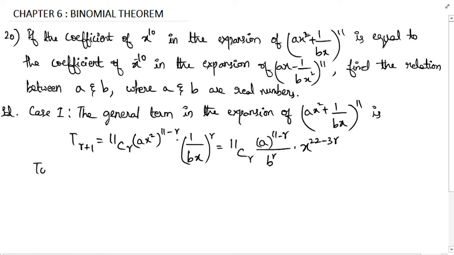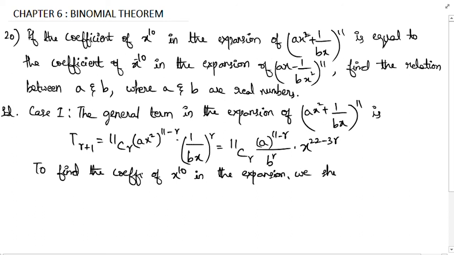Okay, so to find the coefficient of x^10 in the expansion, we should consider 22 − 3r is equal to 10. Which implies that 3r is equal to 12. That implies r is equal to 4.